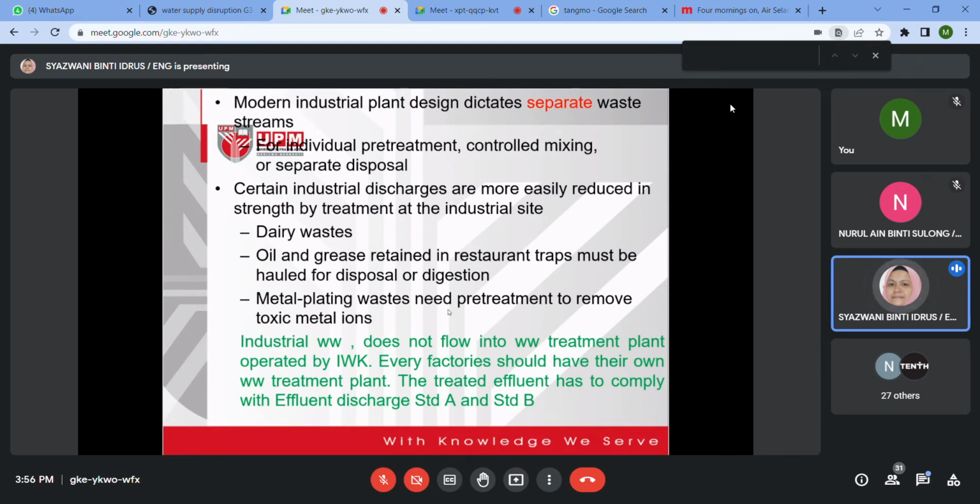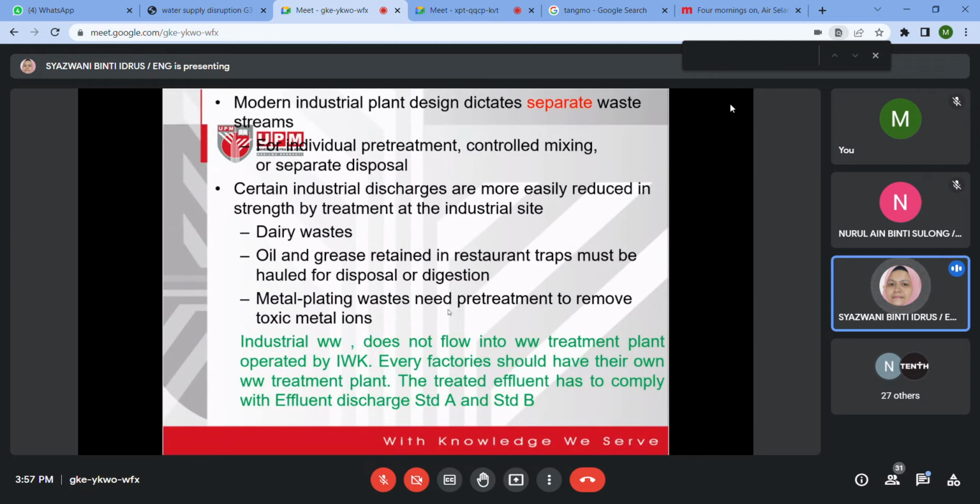Toxic metal ions are compulsory to be removed because they can inhibit the secondary treatment process. In other words, they can kill the microorganism. That's why we have to treat these types of wastewater.